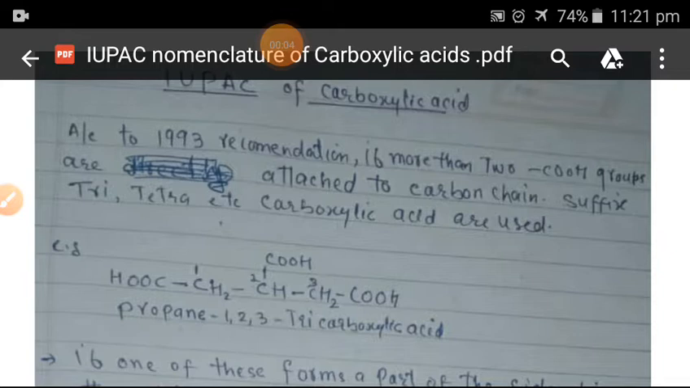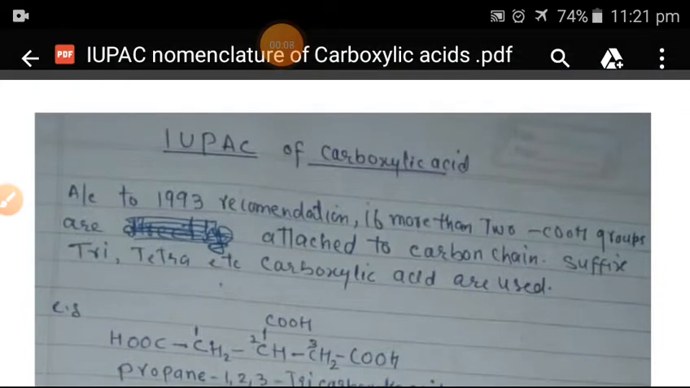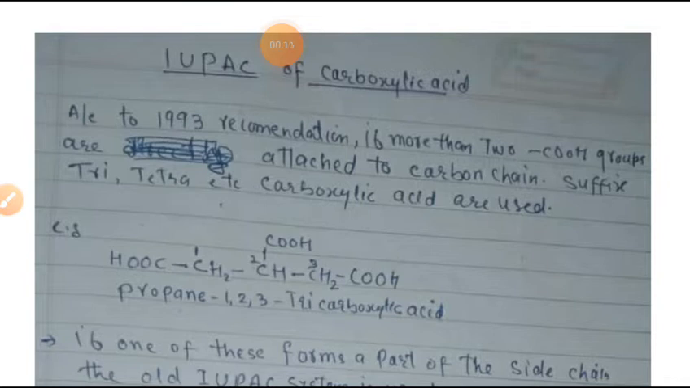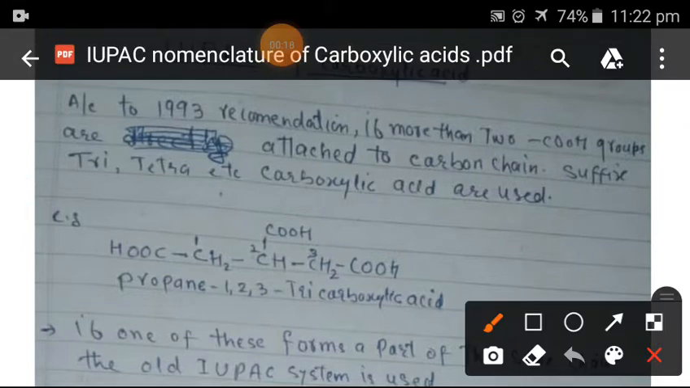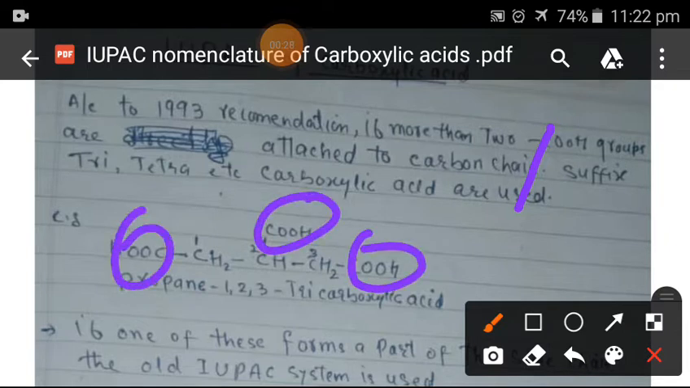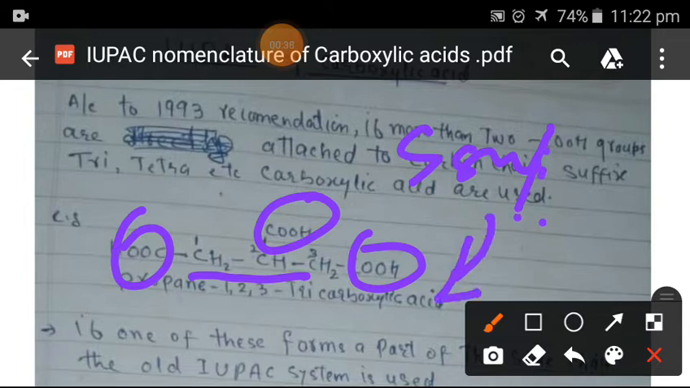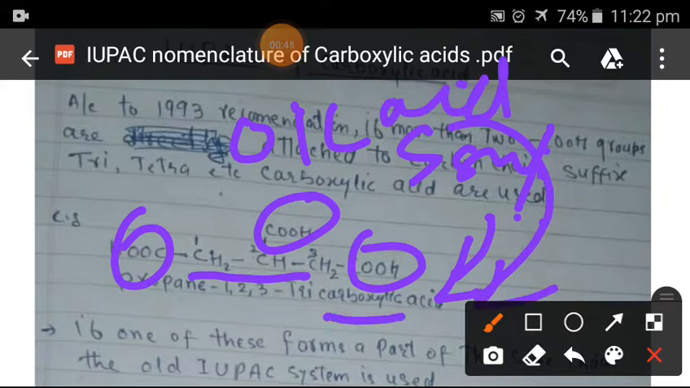So, dear students, today we will continue the IUPAC nomenclature of the carboxylic acids. According to the new IUPAC recommendation of 1993, when there are two or more carboxylic groups attached to the main chain, for example, here there are three carboxylic groups attached to this main chain, the secondary suffix is replaced by carboxylic acid. So instead of using the oic acid, we will use the secondary suffix carboxylic acids. And also these carboxylic acid groups are not included in the main chain.